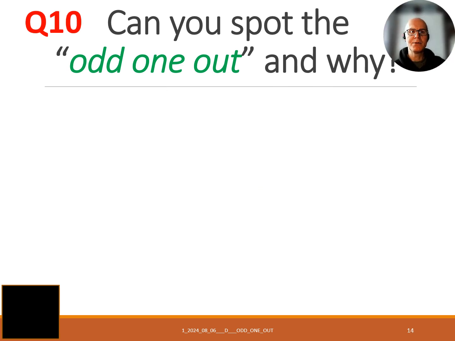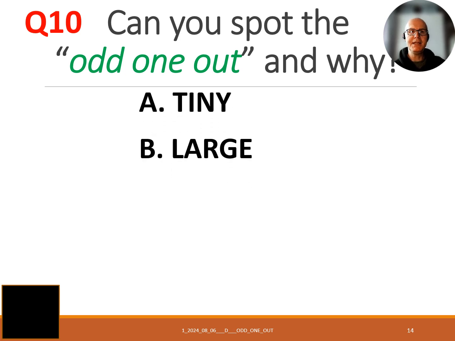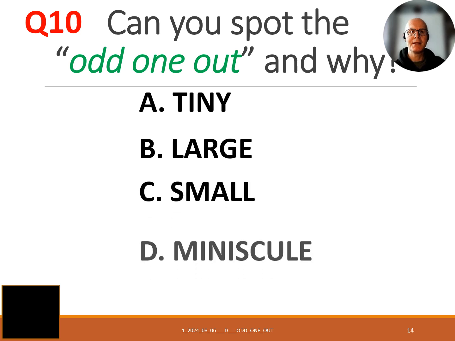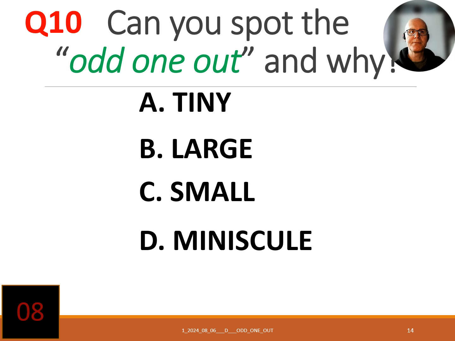Question 10. We're halfway there. A, tiny. B, large. C, small. D, minuscule. What's the odd one out from these 4 adjectives and why?